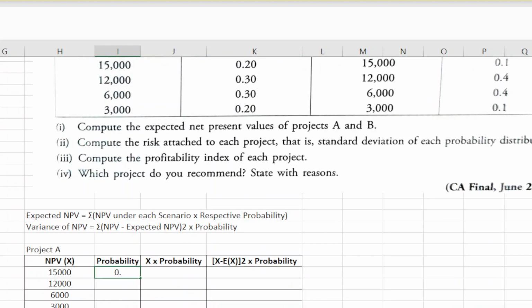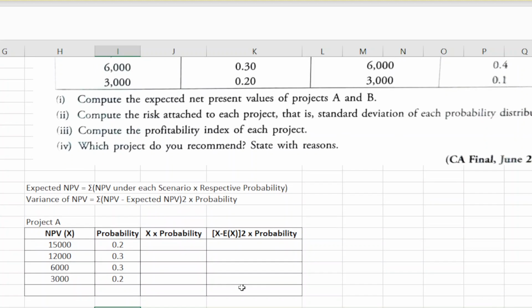0.2, then 0.3, then 0.3 again. The last one is 0.2. Yeah, that is how the table looks like. Now what I need to do? I need to multiply. I have considered NPV of project A as X, and probability is of course there.